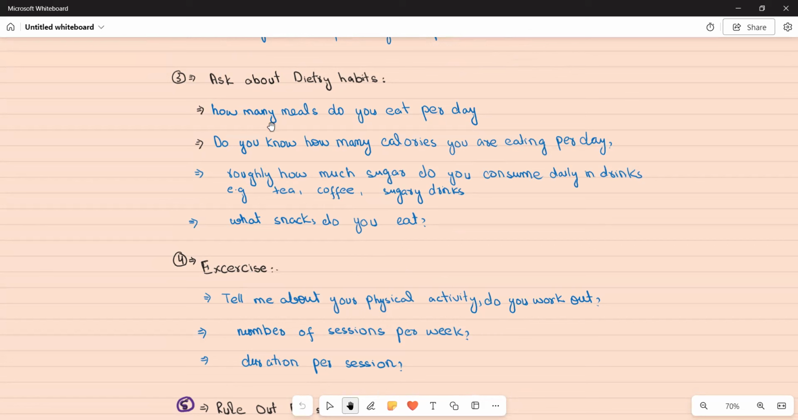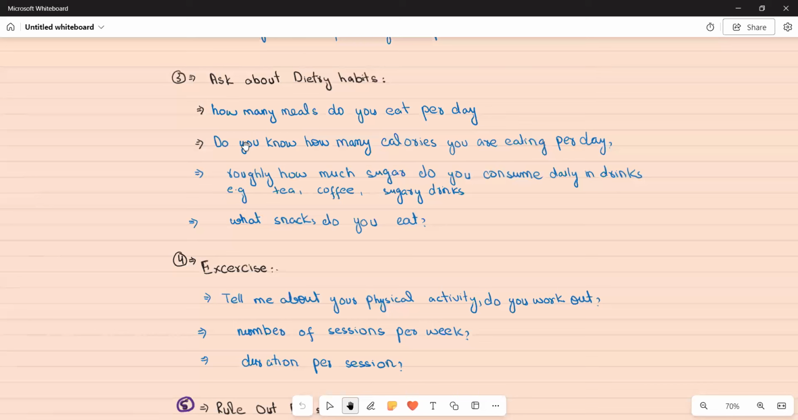We are going to ask the patient, how many meals do you eat per day? Okay, any snacks in between? Snacks, what do you eat for snacks? And then do you know how many calories you are eating per day? They might have an idea of their caloric intake. They might have calculated it. So it's a good question to ask, okay?